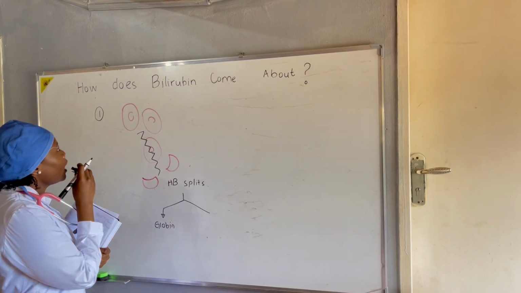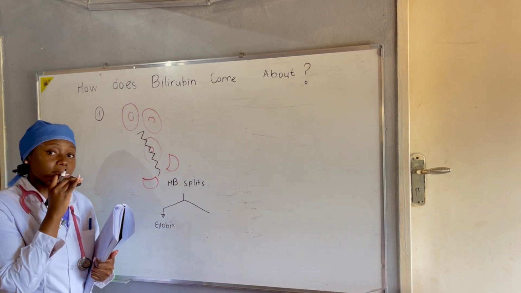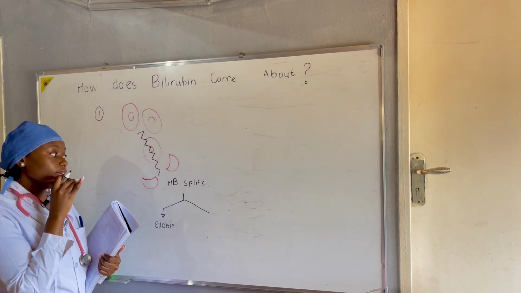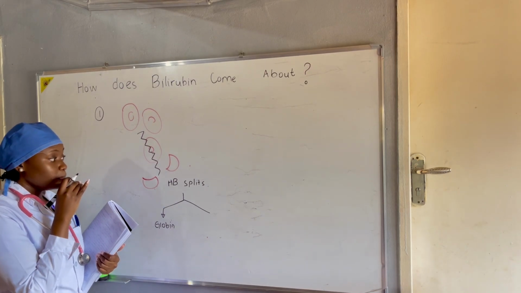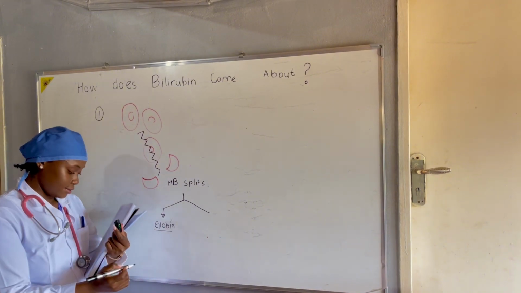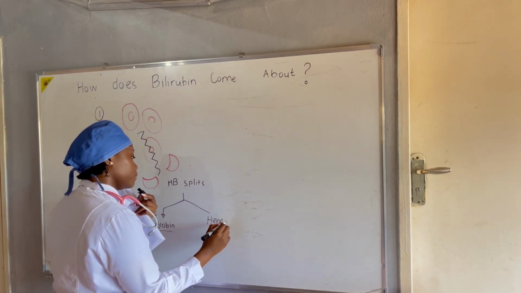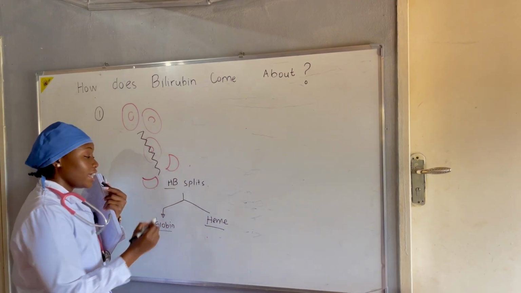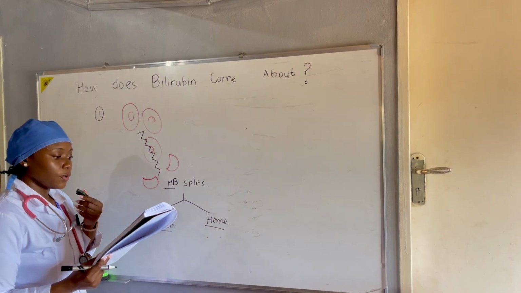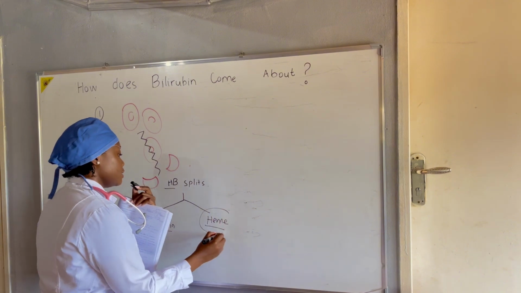How does bilirubin come about? So the first step is that the red blood cells split and die. If they've reached their 120 days, they will split open, and HB will split open to produce globin and heme. By HB, I mean hemoglobin. So the step after that is the heme part, we are more interested in this part.